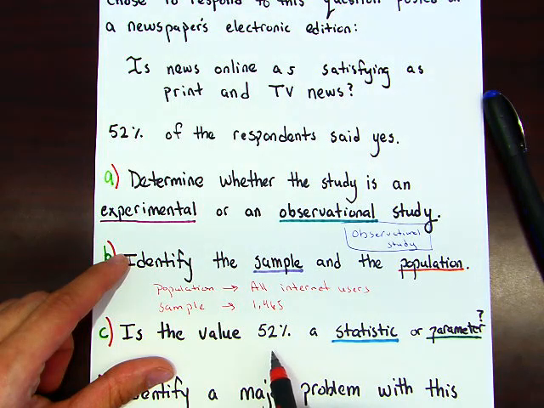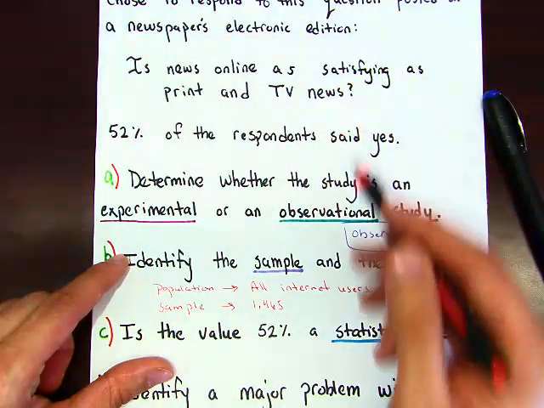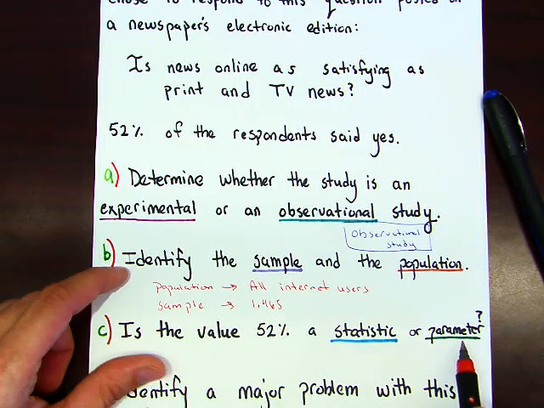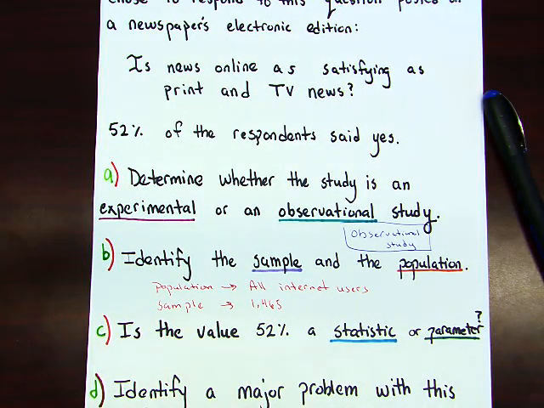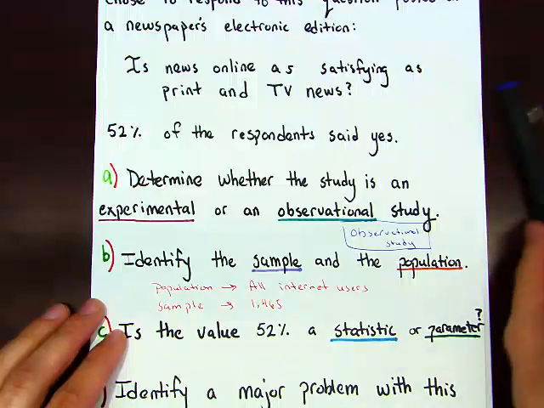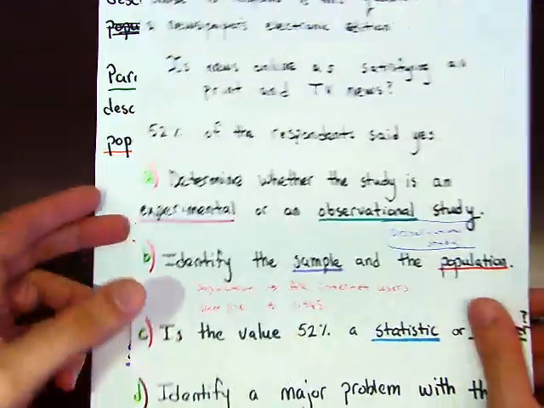What does this 52% value refer to within this question? Is it a statistic or a parameter? So this is for part C. Let's go over the definition of a statistic and a parameter, and it's pretty straightforward. It's not too bad at all.